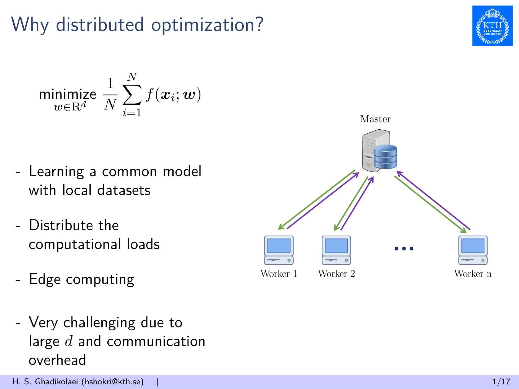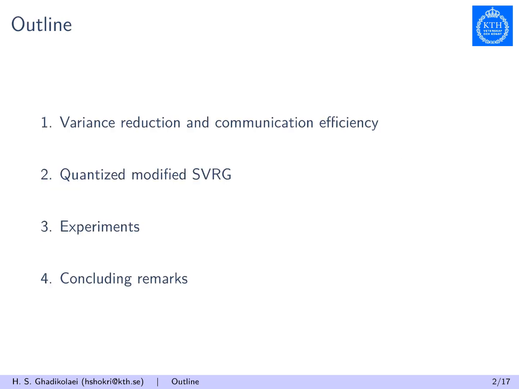In general, running a distributed optimization, especially at large scale, is very challenging due to the usually large dimension and the communication overhead, as we will see. In the rest of the presentation, I will first introduce some general concepts and then we'll go to our quantized modified SVRG algorithm. I will then show some experiments and conclude this presentation afterward.